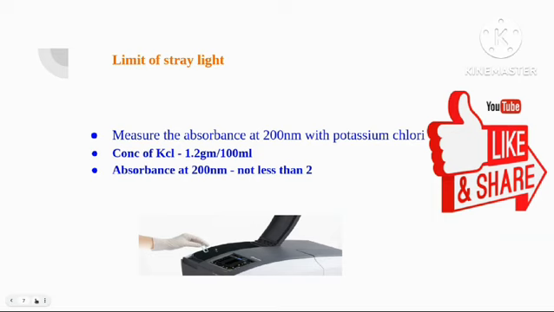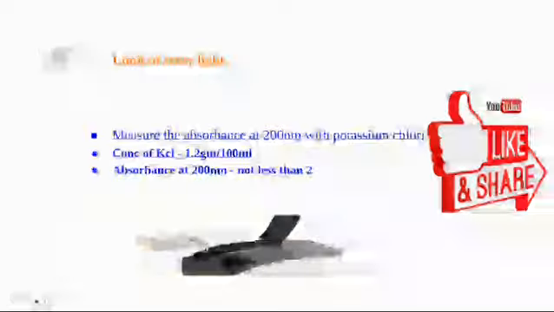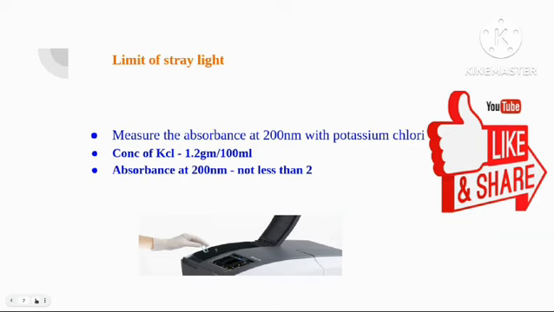Mix thoroughly. Operate the UV spectrophotometer according to the SOP on operation and use water as a blank. Remove the cell from the sample compartment. Rinse the cell in the potassium chloride solution. Fill it with the same. Clean the smooth surfaces with tissue paper and place it in the sample compartment as in the above procedure. Measure the absorbance at 200 nm. The acceptance criterion is that the absorbance should be more than 2.